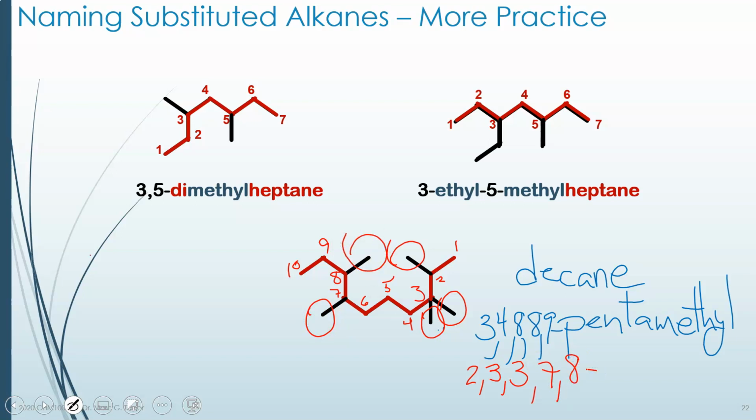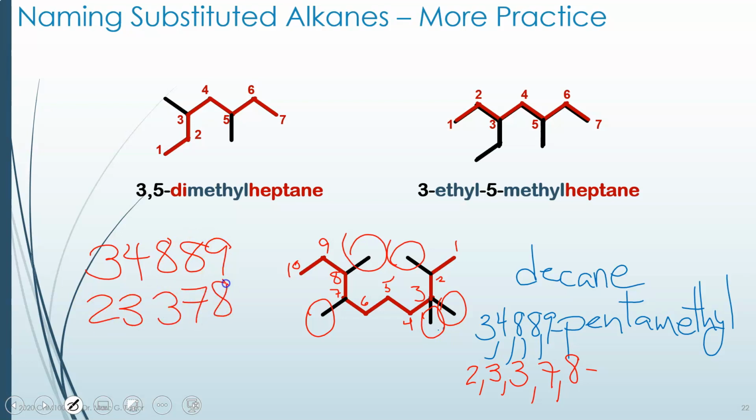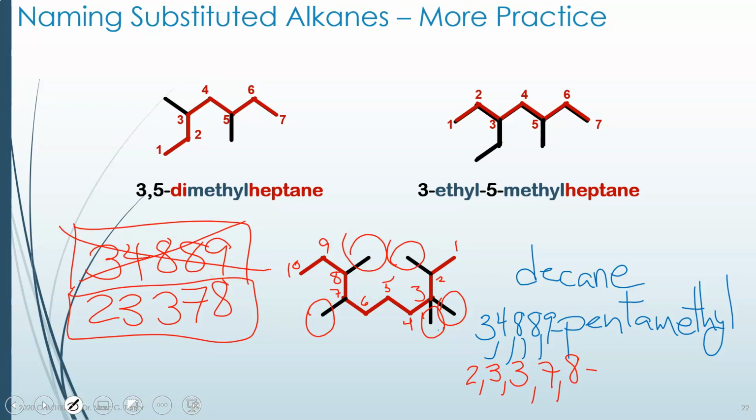Now, how do you decide between 3, 4, 8, 8, 9, and 2, 3, 3, 7, 8? Well, it's very interesting. If you put the numbers in order like I have, 3, 4, 8, 8, 9, they're all in numerical order, and 2, 3, 3, 7, 8, all you have to do is ask yourself, which of these numbers is smaller? 34889 or 23378? Whichever one's smaller, that's the one I keep.